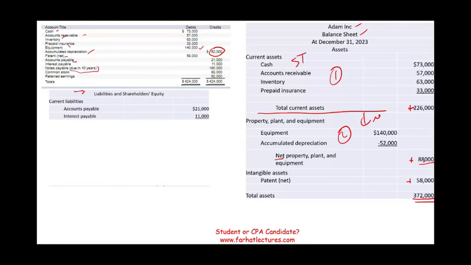Notes payable due in 10 years. So they're telling you it's not due within the next 12 months. Therefore, this is long term. Therefore, total current liabilities is 32,000. Now, we could have a notes payable that's short term, but here they're telling us the notes payable is due within 10 years. So you have to be careful here.